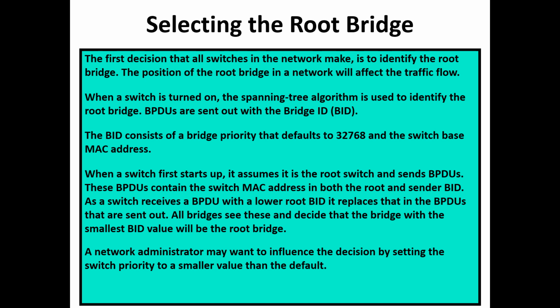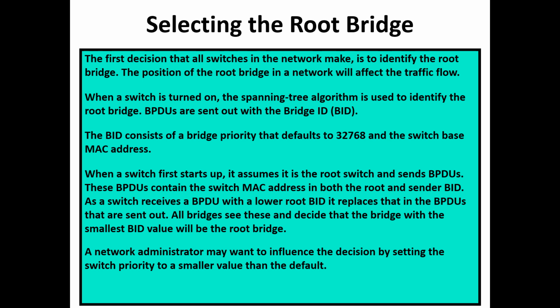Now let's see how we select the root bridge. The first decision that all switches in the network make is to identify the root bridge. The position of the root bridge in a network will affect the traffic flow. When a switch is turned on, the spanning tree algorithm is used to identify the root bridge. BPDUs are sent out with the bridge ID. Right. The bridge ID consists of a bridge priority that defaults to 32768 and the switch base MAC address.